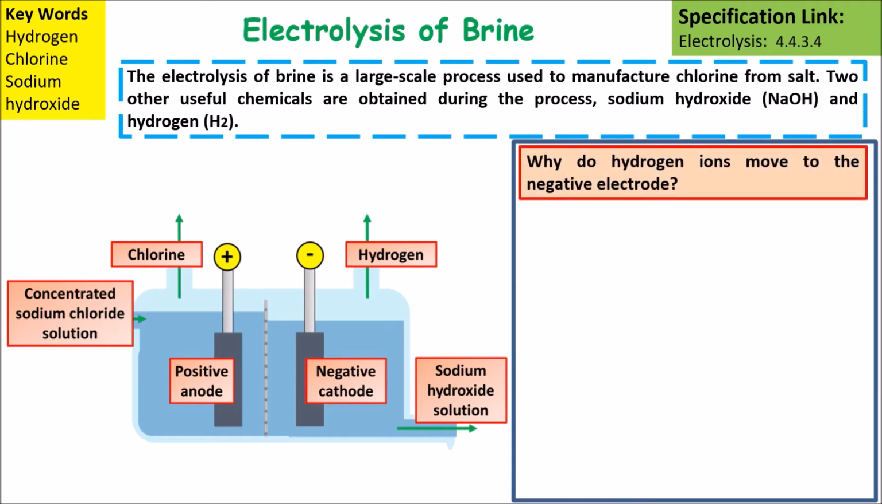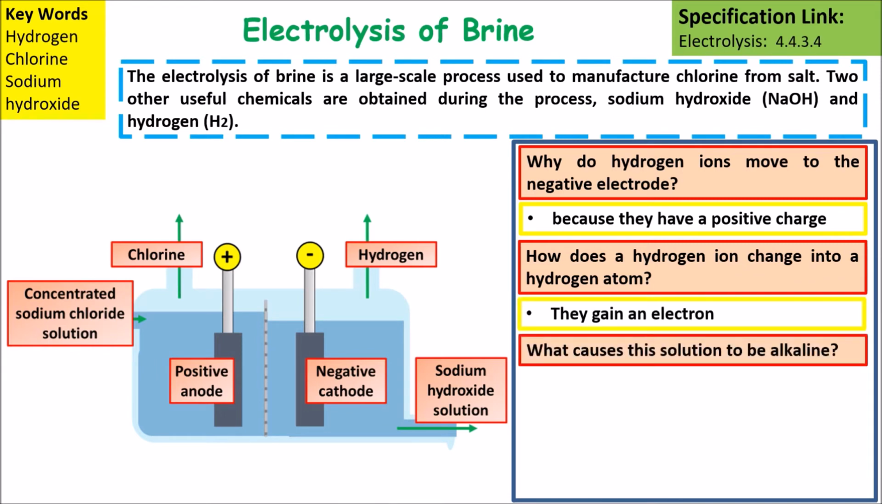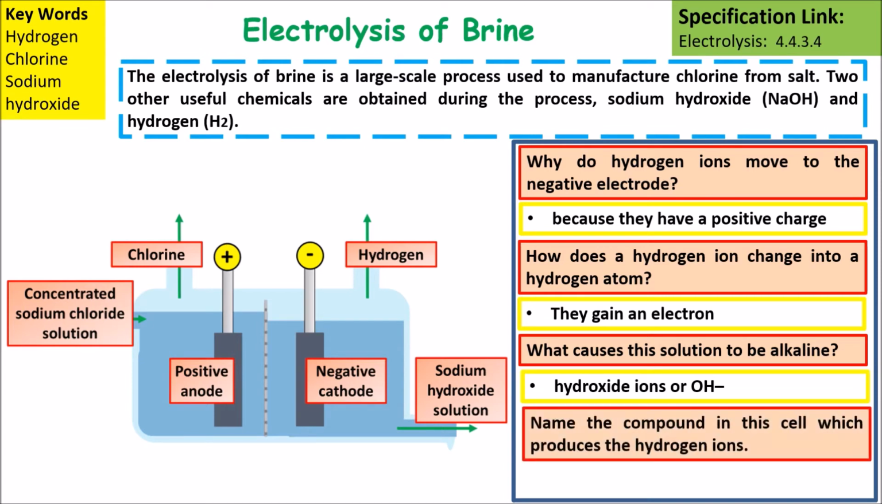So if we're looking at why hydrogen ions move to the negative electrode, it's because they have a positive charge. How does the hydrogen ion change into a hydrogen atom? It gains an electron. What causes the solution to be an alkali is the fact it's got hydroxide ions in it. And if we're naming the compound in the cell which produces the hydrogen ions, it's the fact that the sodium chloride is mixed with water.